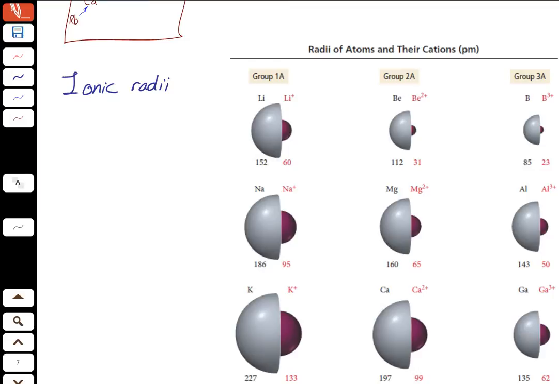And so why do you think that is? There's two separate effects that are kind of together. There's two effects that account for this big difference. What do you think one of them is? Let's take an example. Let's take sodium, for example. So sodium is 186, sodium plus 95. Two things that account for that big, big change in size. What's one of them?